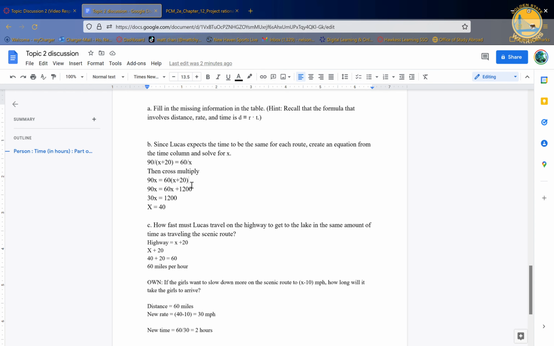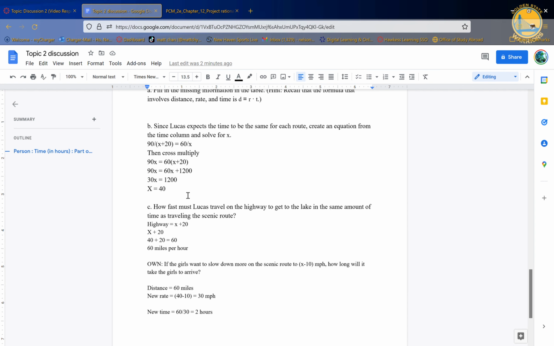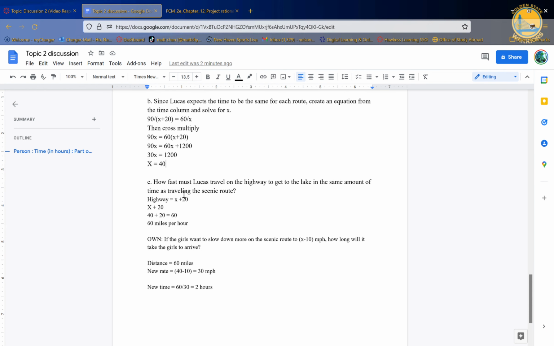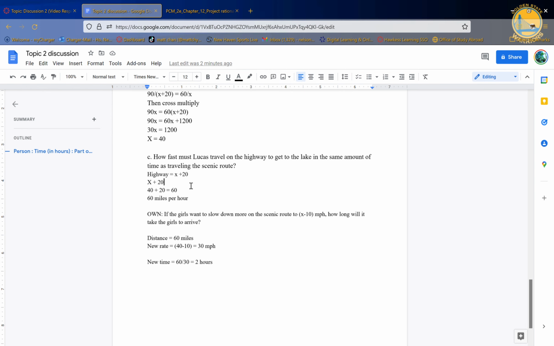We can expand the 60 times x plus 20, which gives us 60x plus 1,200. Now we subtract the 60x from both sides. So 90x minus 60x gives us 30x here, and that equals 1,200. Divide both sides by 30, and x equals 40. How fast must Lucas travel on the highway to get to the lake in the same amount of time as traveling the scenic route? So remember, the highway rate is x plus 20. If x is 40, we plug that in. It's 40 plus 20 equals 60. So Lucas must travel 60 miles per hour.